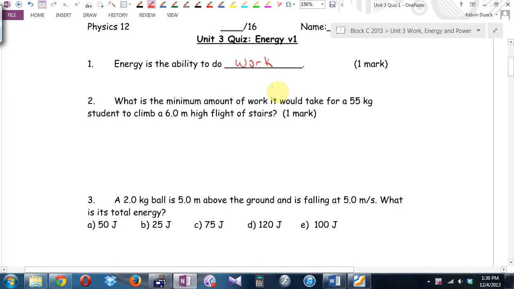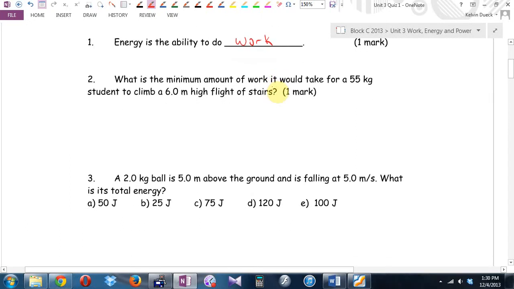Number 2, what is the minimum amount of work it would take for a 55-kilogram student to climb a 6-meter high flight of stairs? Okay, climbing, that means we're doing work against gravity. I can think of it 2 ways. I can either think of it as force times distance, where the force is the force of gravity, or I can think of it as a change in potential energy, because for both of them, I'm going to get mgh. For the potential energy, I would get final minus initial, but since I'm starting on the ground, what's my initial potential energy? 0, and I still get mgh.